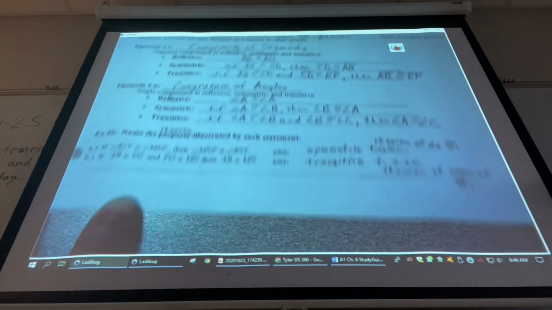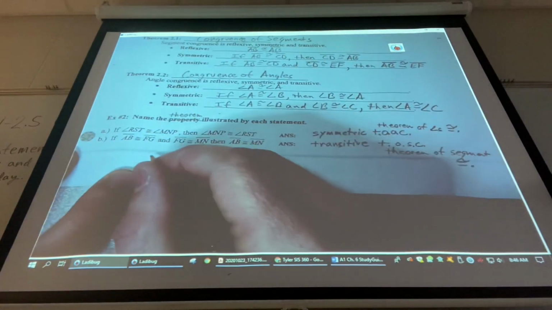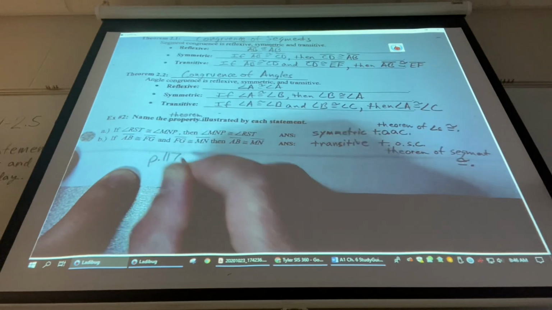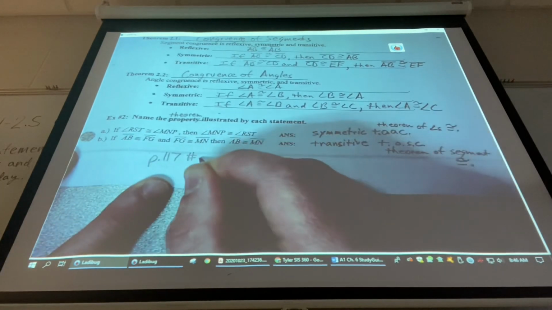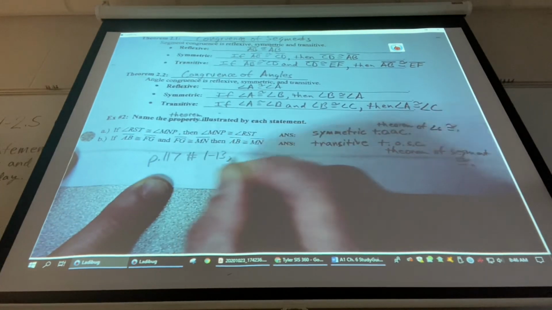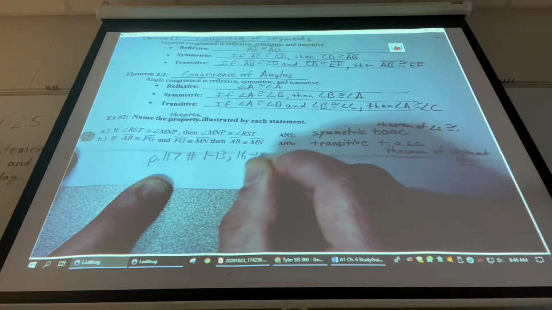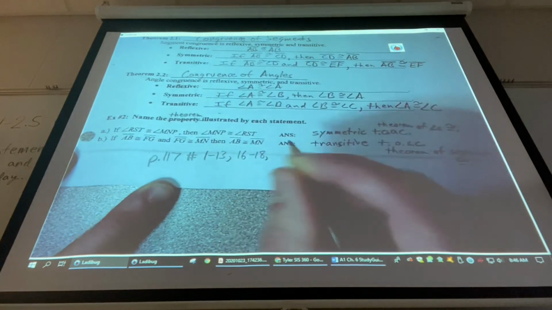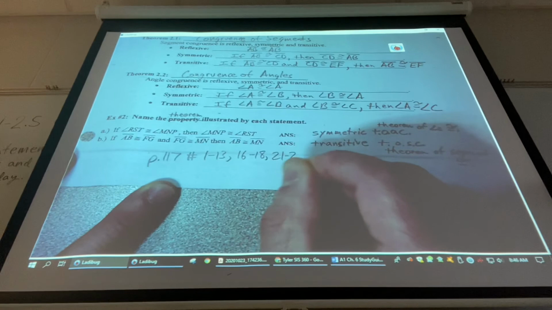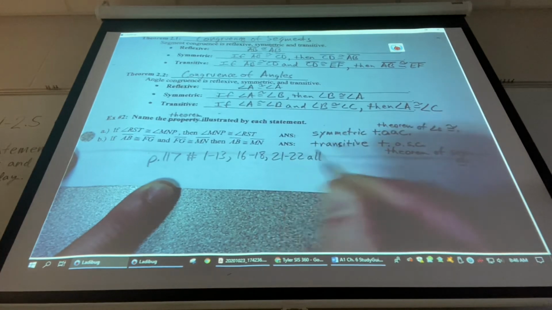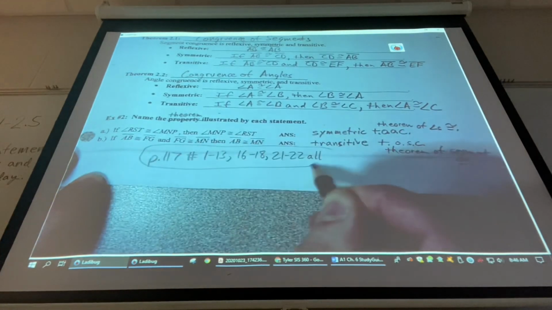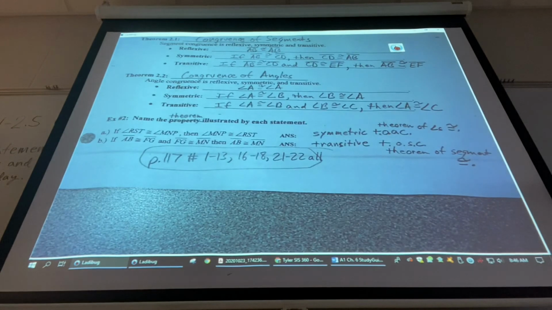Okay. So, ladies and gentlemen, the practice for this is page 117, numbers 1 through 13. Skip over to 16 through 18, and then skip over to 21 through 22. And I think you've got a little bit of time, don't you? Oh yeah, you got like 14 minutes or so. So go ahead and knock out. I bet you can get halfway done. Or more.